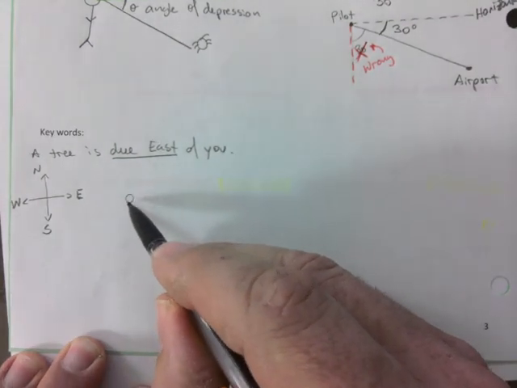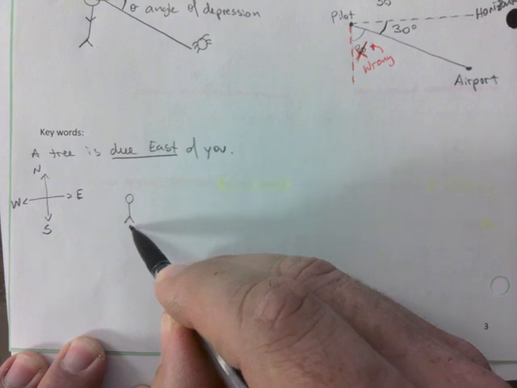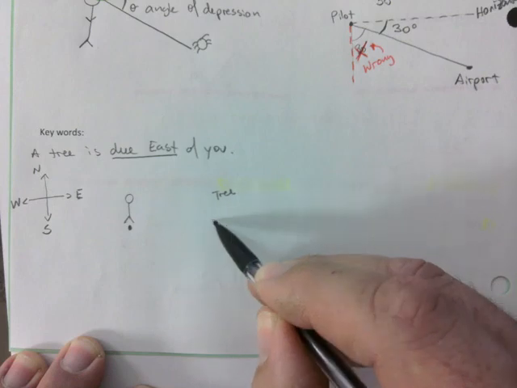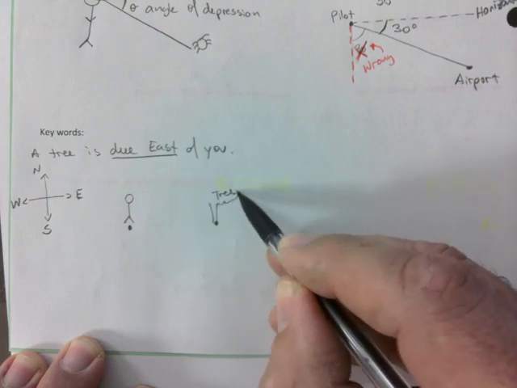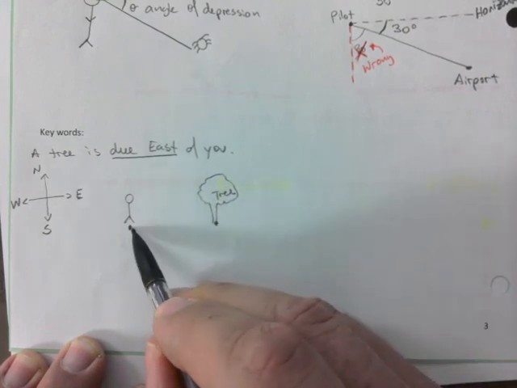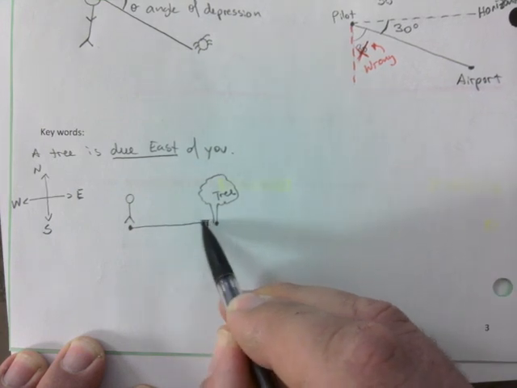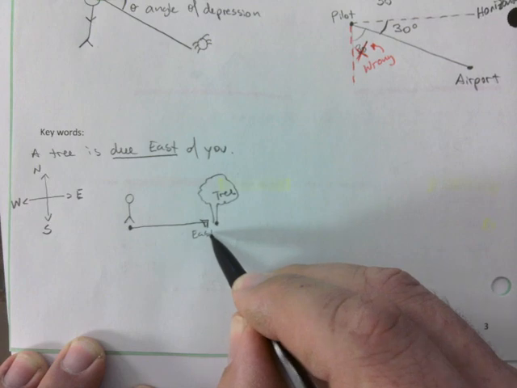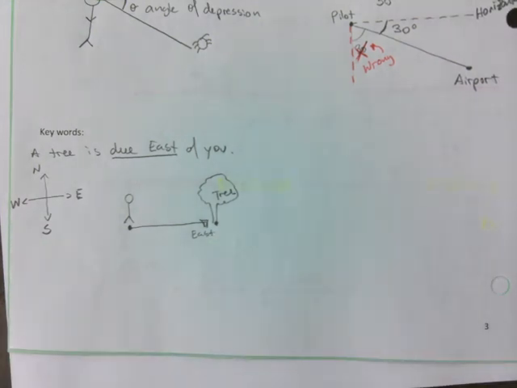So if a tree's east of you, then this would be you, and the tree is right here. Let me try this. So this is exactly east of you. It means it's going to be straight across. You're going to be looking at it, and that's where it's located. Another one.